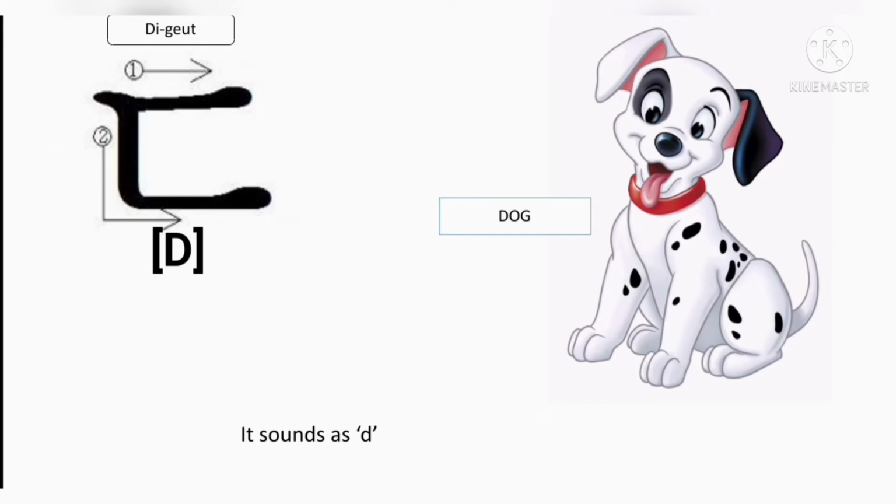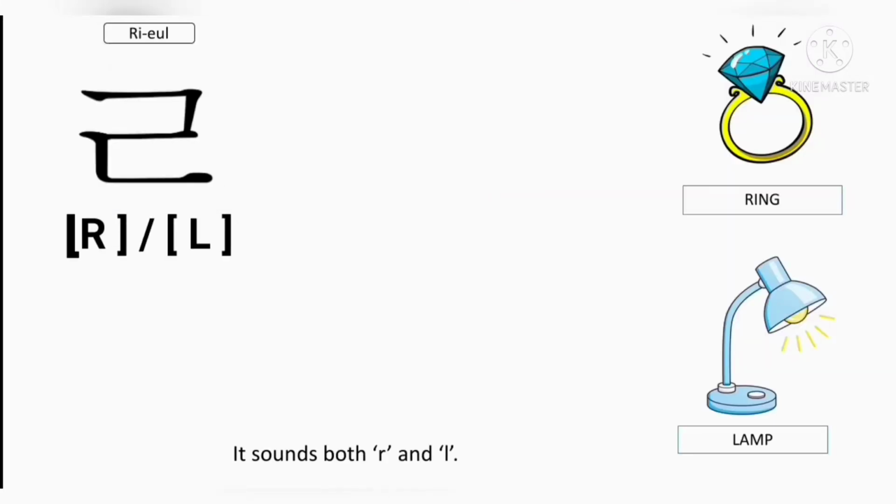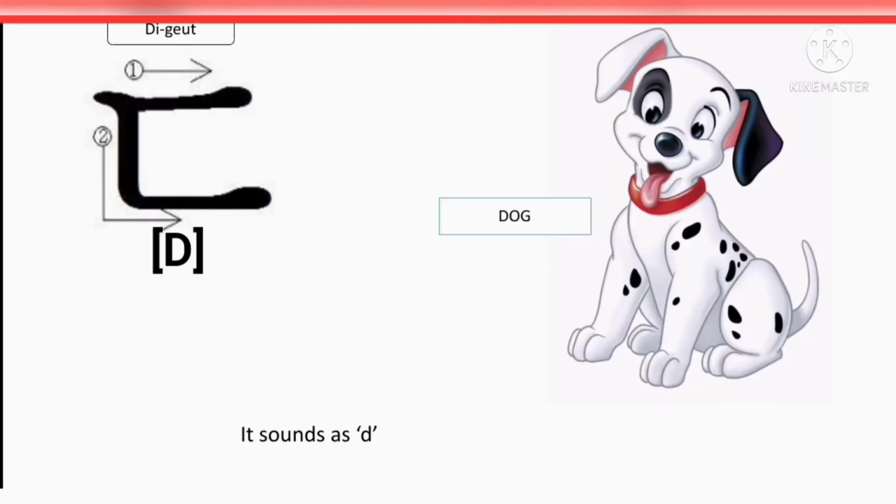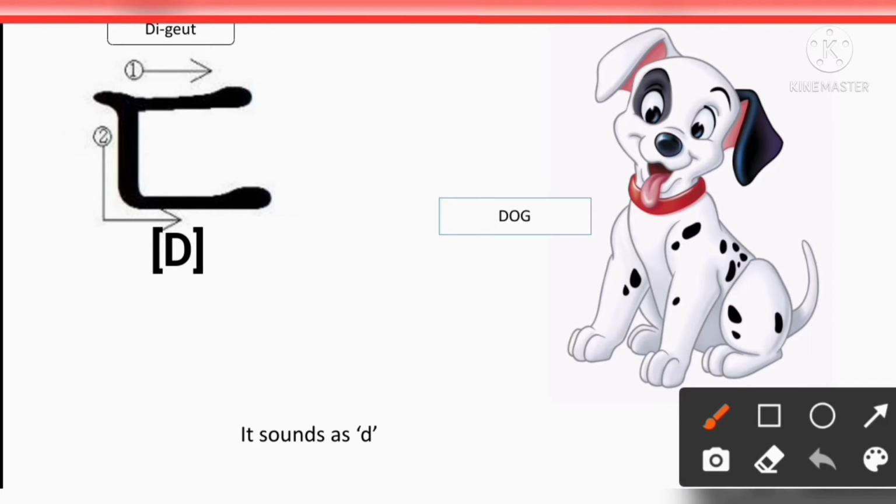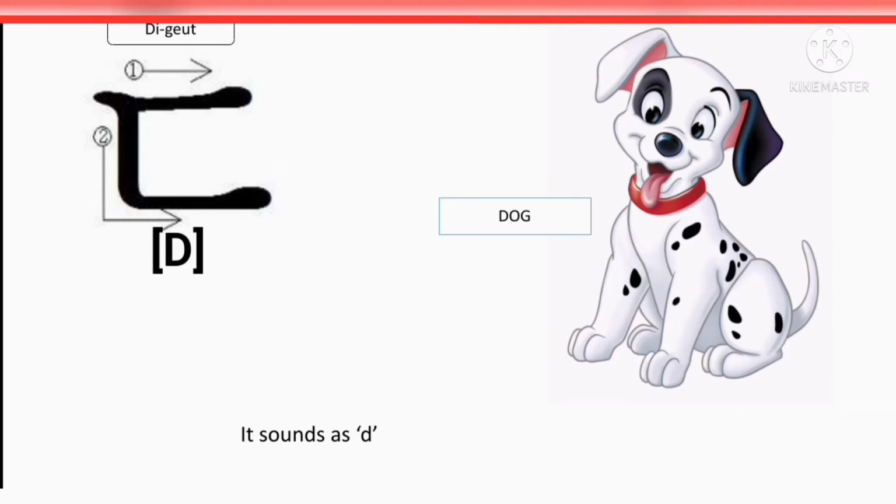Here we go with the next one. Sorry. This is D. 1, 2. It sounds as D. Example is dog.